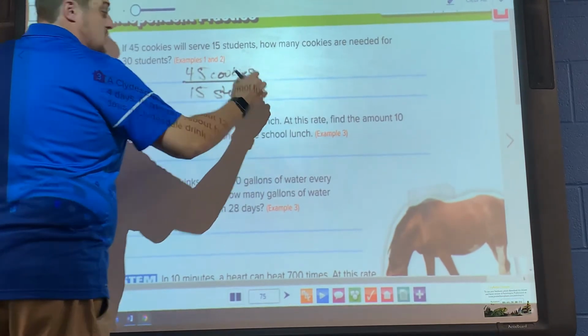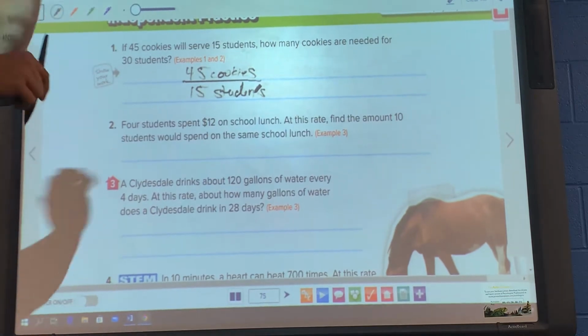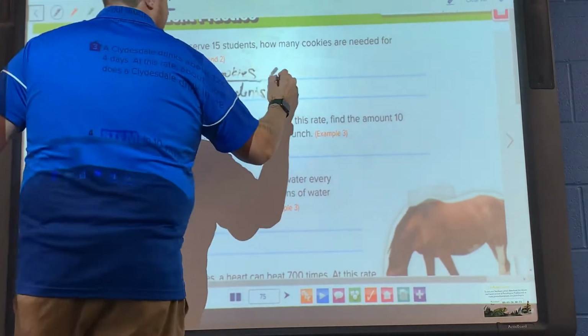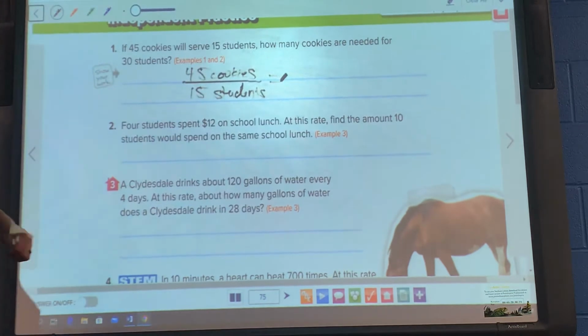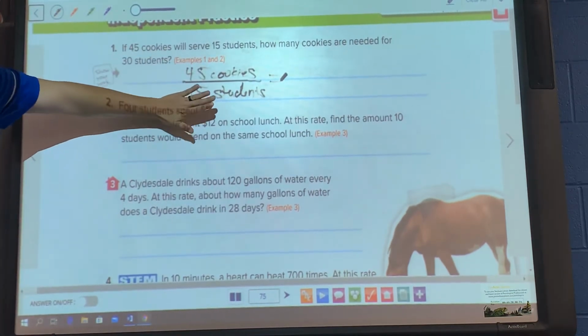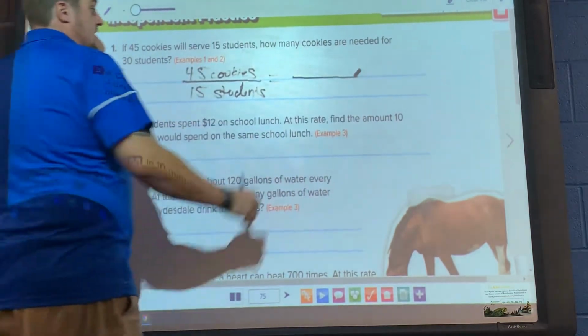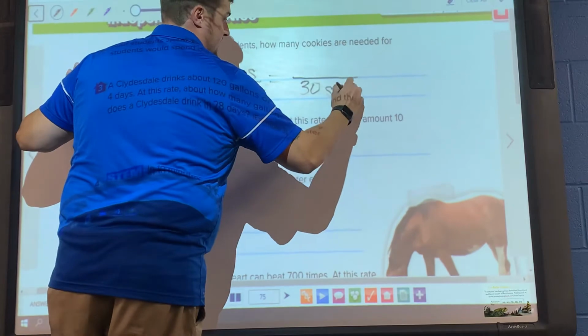This is why I always say you have to label. You've got to pay attention to the labels. This is where it comes into play. Because now we got to talk about 30 students. Am I going to put 30 students on top or bottom? Bottom, because students is already on bottom. If I put it on top, it's going to throw everything off. So I'm going to put 30 students down here.